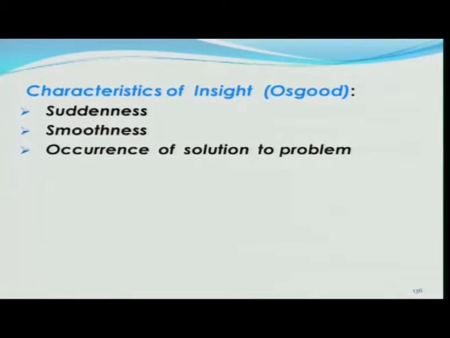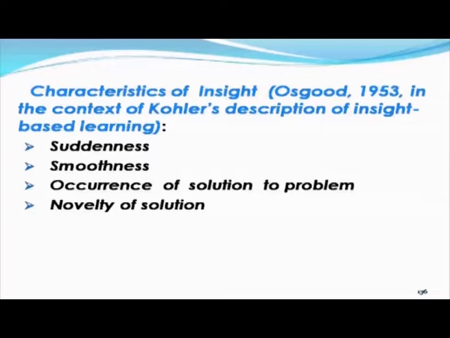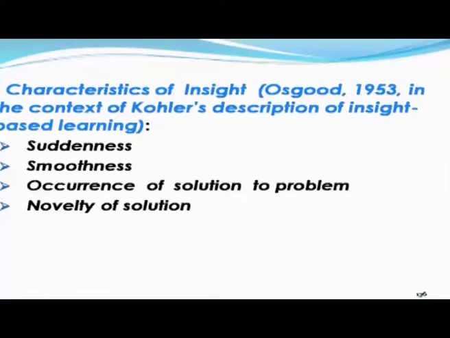The third characteristic is occurrence of the solution to the problem. In other words, the learner feels that the problem has been solved and indeed there is a solution. And finally, novelty of the solution has been mentioned. This means that the solution was not really obvious or evident to the individual and probably had not been discovered by many others in the same situation. Particularly when people talk about creative or productive thinking, novelty of the solution or innovativeness is a characteristic that is emphasized.